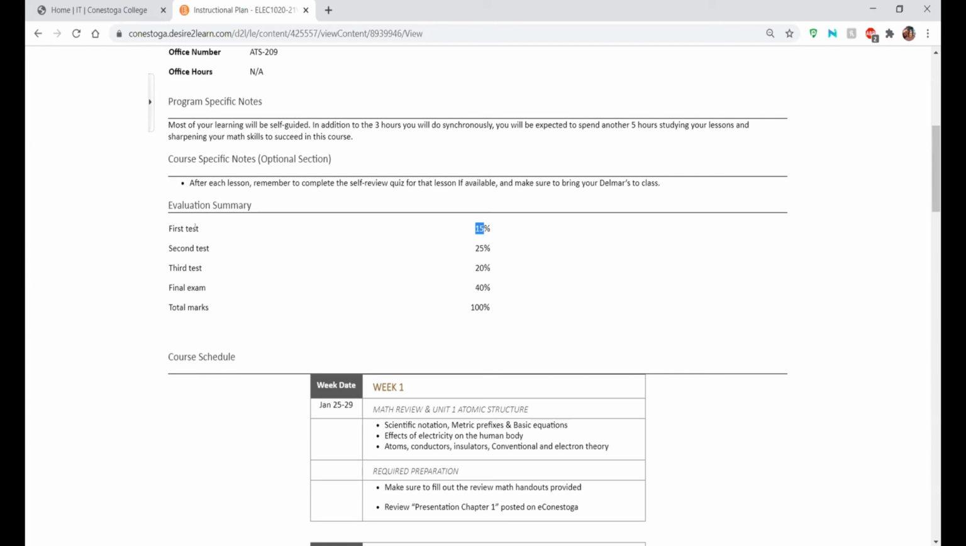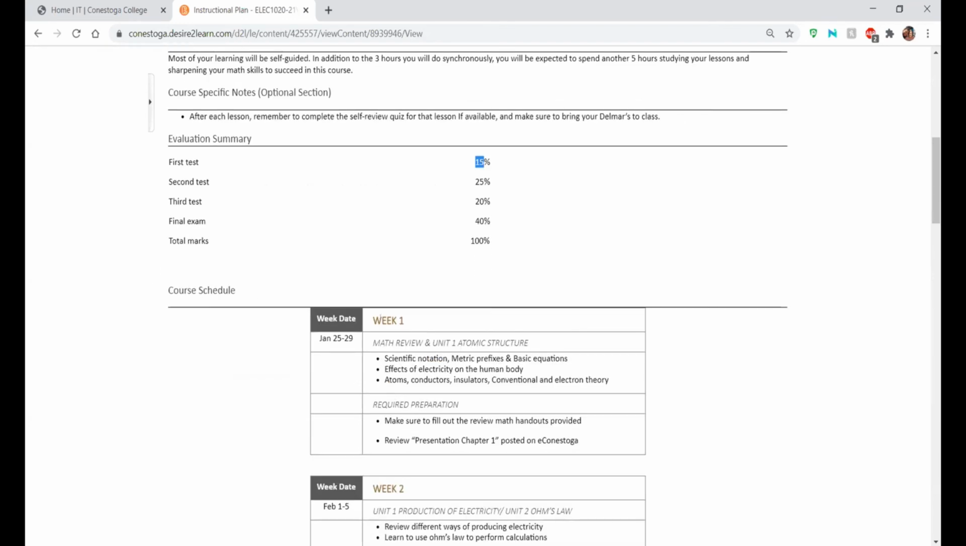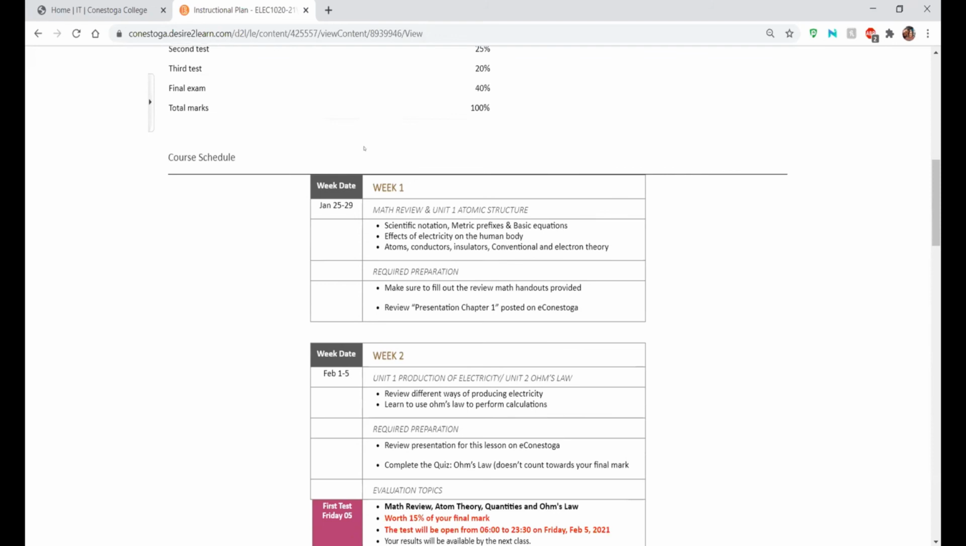Now, the way we do this test is that every 2 weeks, okay, so let's go into the course schedule. In the first week, from January 25th to January 29th, we are going to cover scientific notation, metric prefixes, and basic equations. Also, we are going to cover the effects of electricity on the human body. And also we are going to get into the basic electron theory, okay?